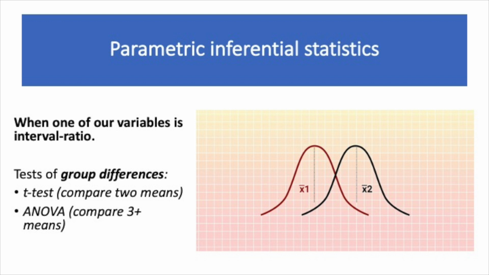That's as much as I'm going to give you here. Just know that if you have a dichotomous variable and an interval ratio variable, you're going to do a t-test. If you have a nominal or ordinal variable and an interval ratio variable, that's when you're going to do an ANOVA.